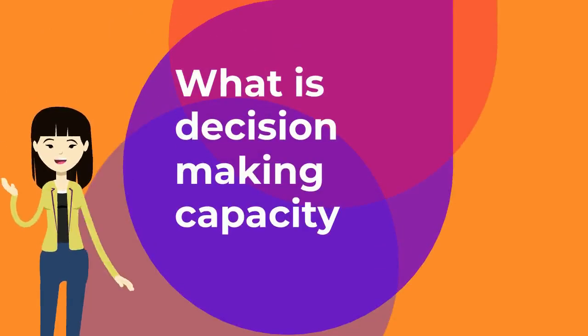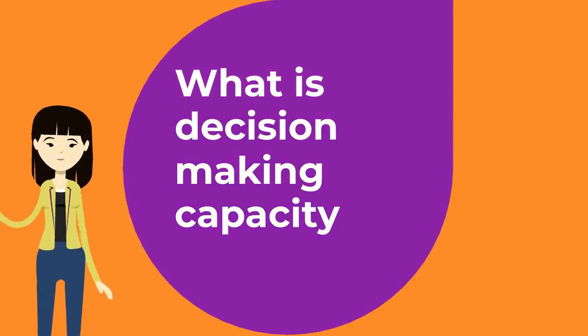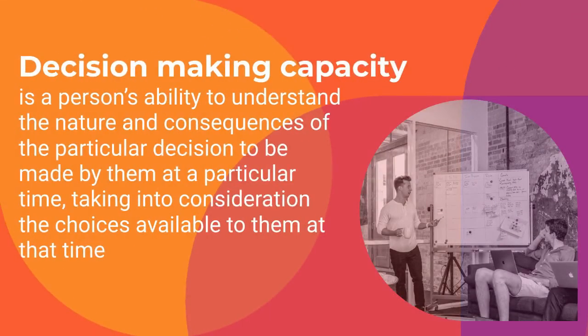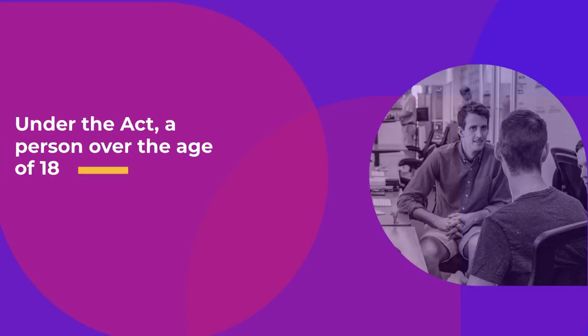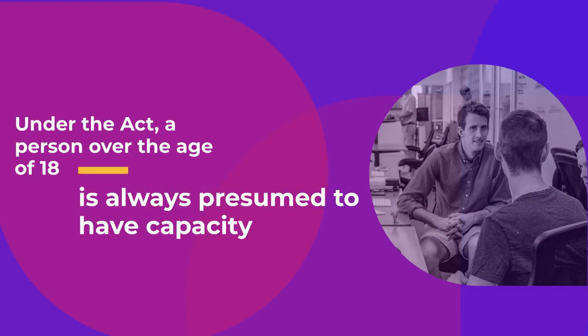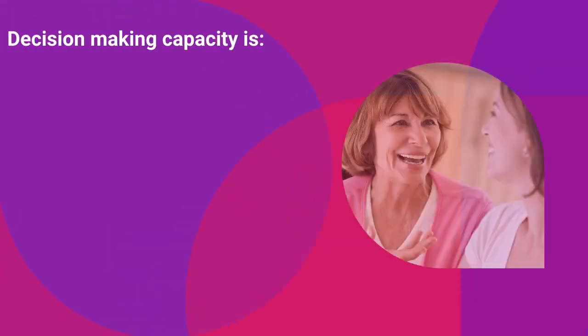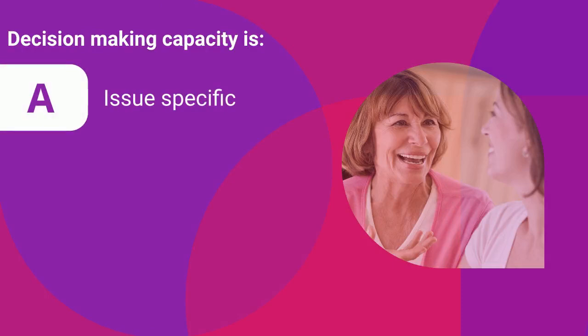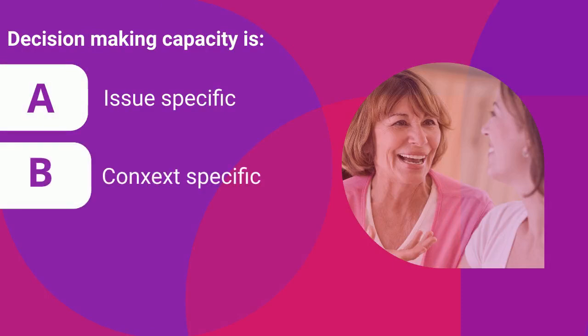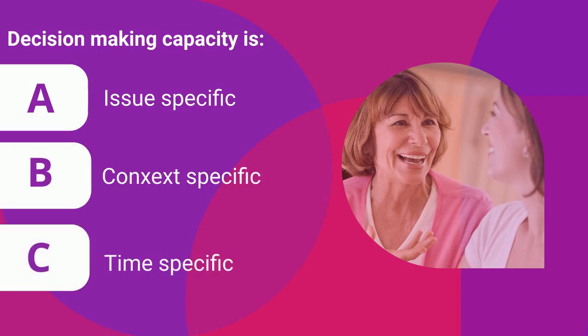What is decision-making capacity? Decision-making capacity is a person's ability to understand the nature and consequences of the particular decision to be made by them at a particular time, taking into consideration the choices available to them at that time. Under the Act, a person over the age of 18 is always presumed to have capacity. Decision-making capacity is A, issue-specific, B, context-specific, and C, time-specific.